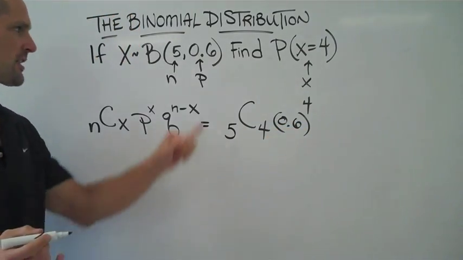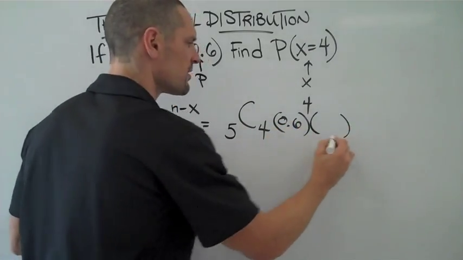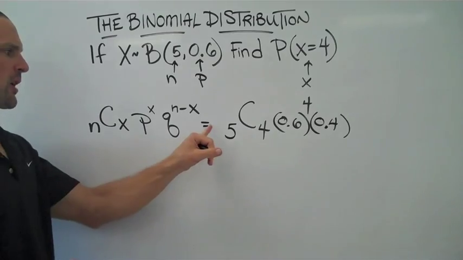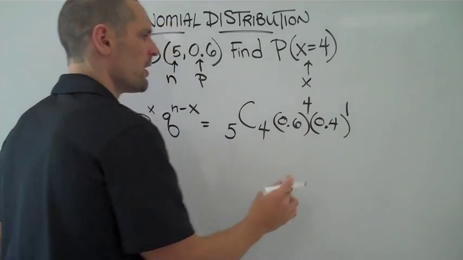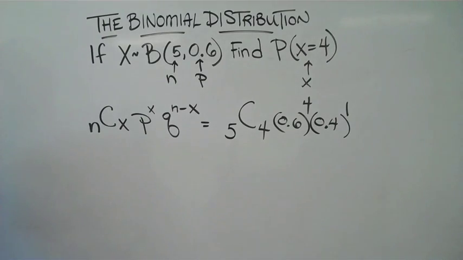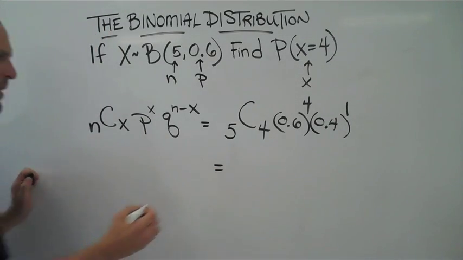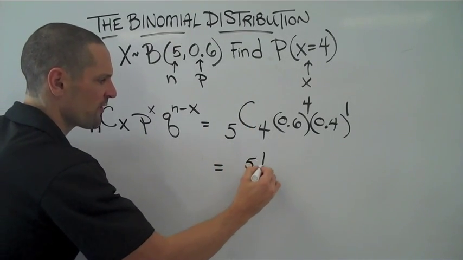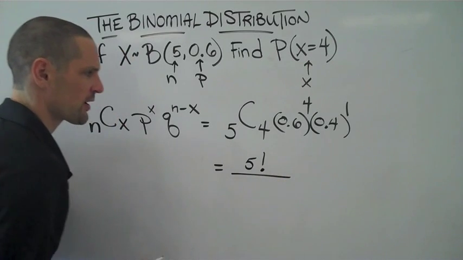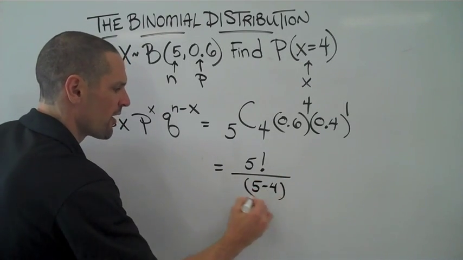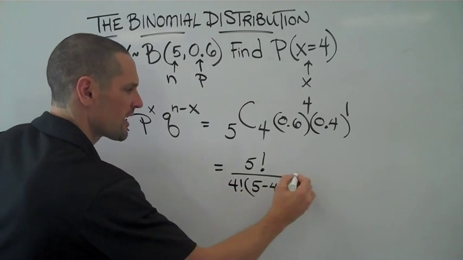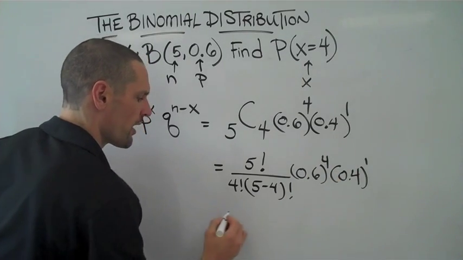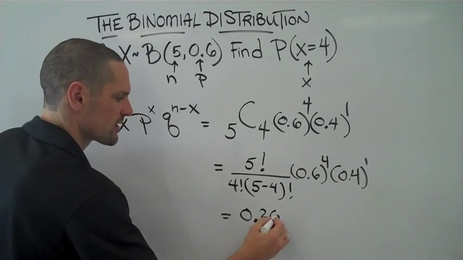Well, if the probability of success is 0.6, then the probability of failure is 1 minus 0.6, or 0.4. And what's the exponent there? It's going to be 5 minus 4, which is 1. Notice 4 and 1 add up to 5. That's always going to be the case. Well, when I do this, 5C4 is 5 factorial over 5 minus 4 factorial times 4 factorial, times 0.6 to the 4th times 0.4 to the 1, and when you plug and chug, you get 0.26.